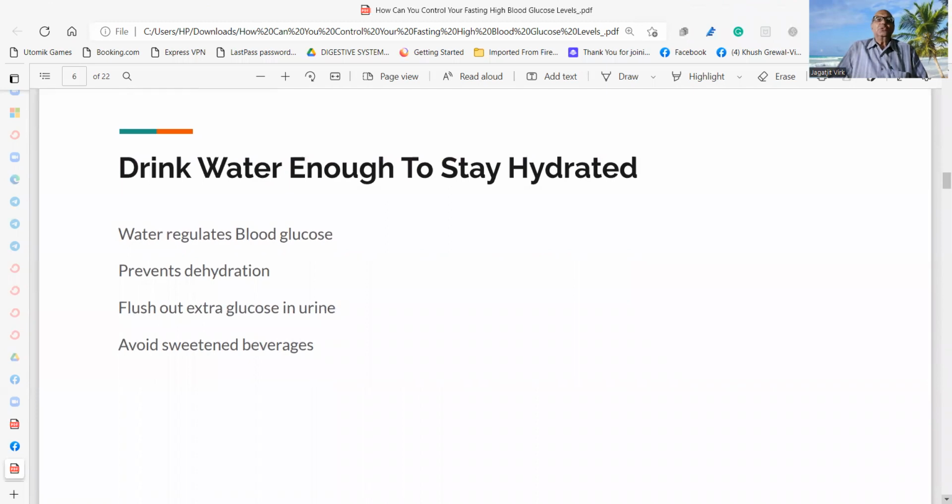Drink enough water to stay hydrated. Water regulates blood glucose levels. It prevents dehydration. And moreover, it flushes out extra glucose in your urine. You should avoid sweetened beverages and instead use simple RO water or boiled water.